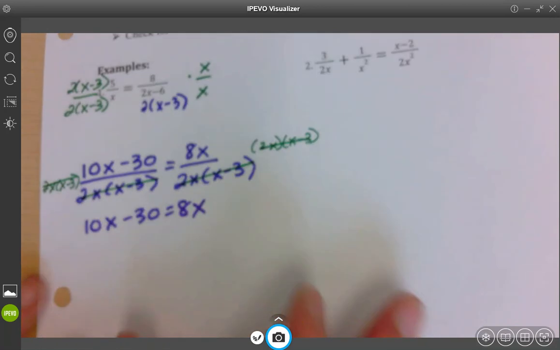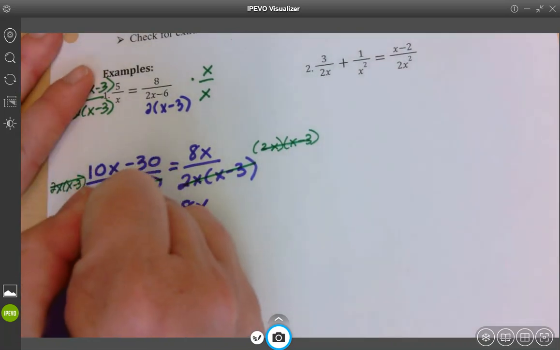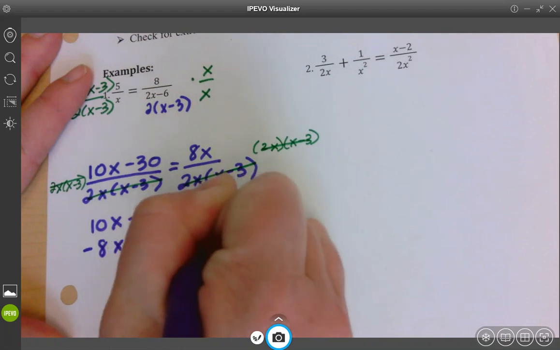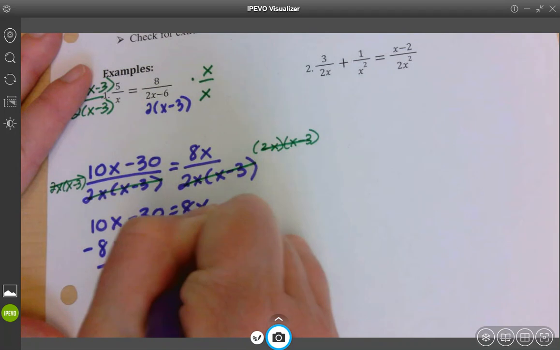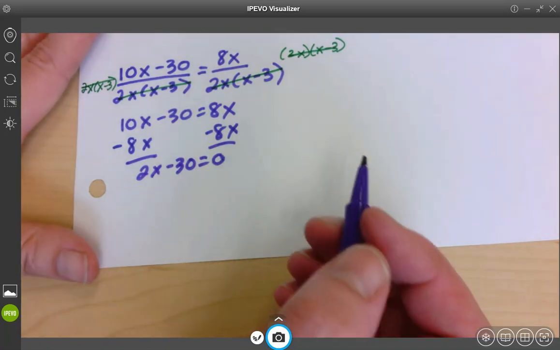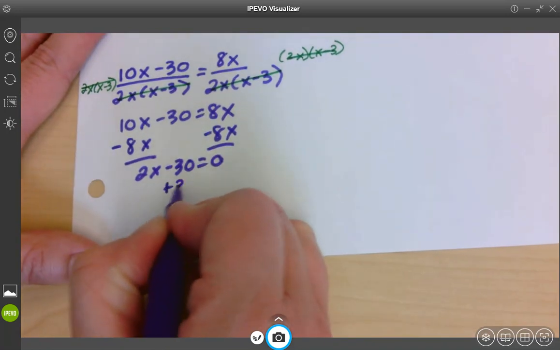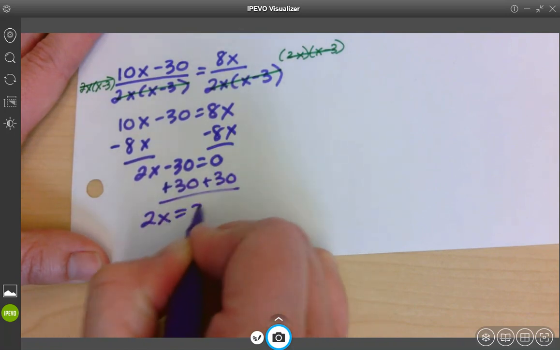Okay, now I want you to take a minute to try to solve that linear equation because that is something that we need practice on. Did you guys choose to subtract 8x or 10x? 8x? You get to pick. Okay, so if you subtract the 8x, remember to put the equal 0 there. It also works to subtract the 10x. It's fine either way. So I get 2x equals 30.